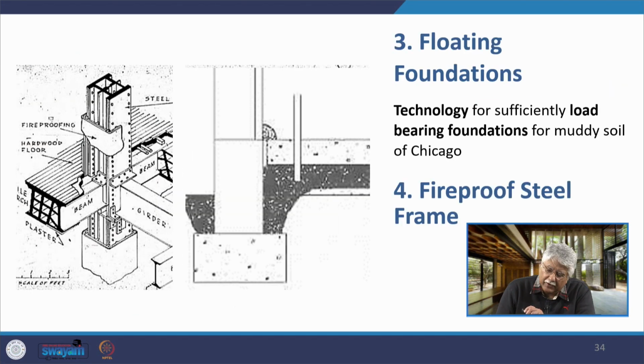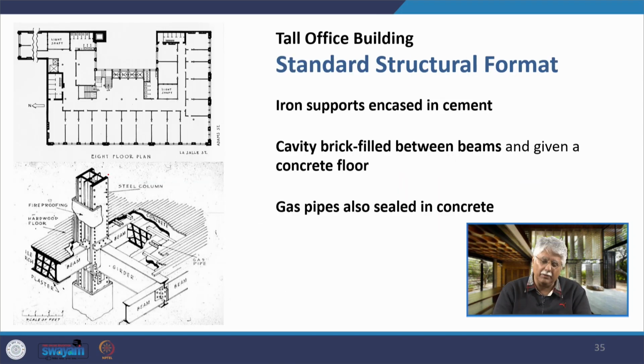Then the development of the floating foundation. The soil of Chicago was very muddy. It was not able to bear the load of taller and taller buildings, and as a result they came up with the technology of a floating foundation to have sufficiently load bearing foundations for this muddy soil. And probably one of the most important was the fireproof steel construction. As you can see here, they started adding fireproofing material outside the structural members of the building, whether it was the beams and the girders, or the columns.